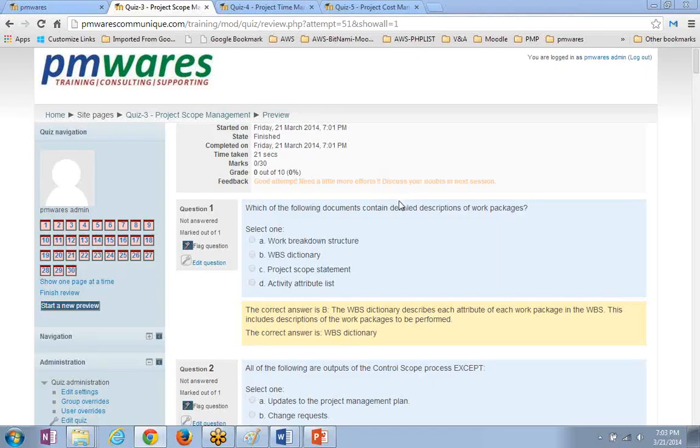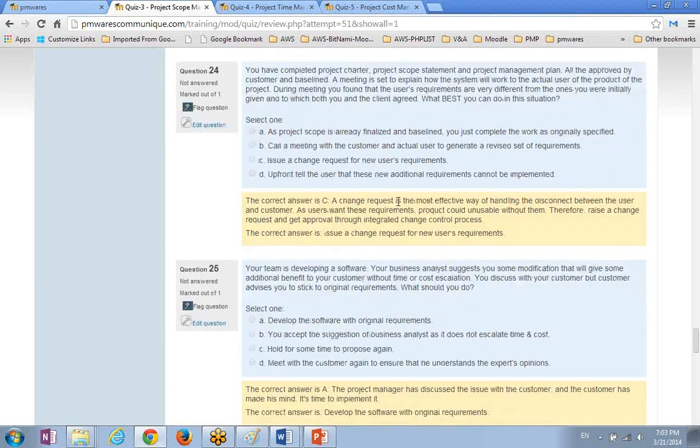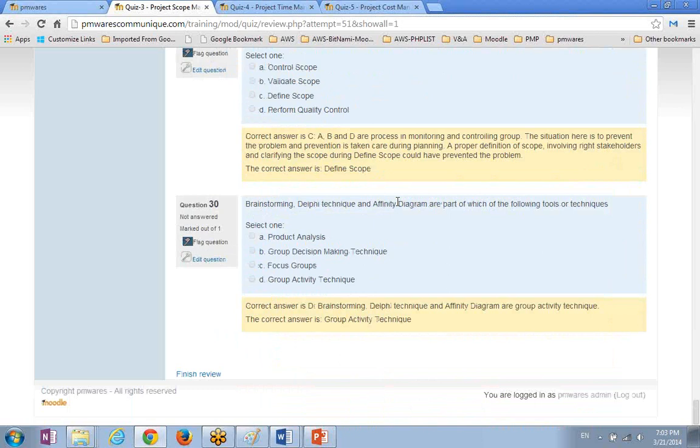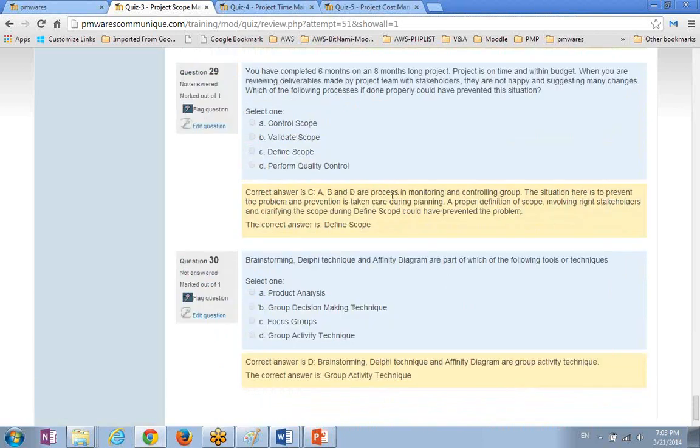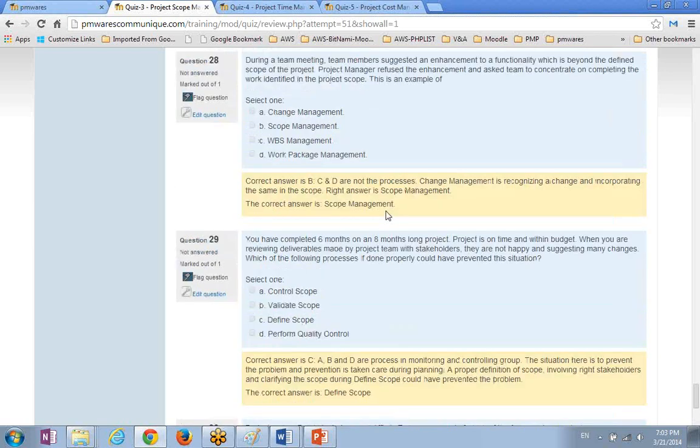Okay, you're talking about question number 16, right? No, sorry, 16 I got it right, 30. 30, the last one. Yeah. Okay, the brainstorming one. Yeah, I got it wrong. I think I missed something there. When it comes to the activity from F to G, is it FS minus 2 or is it FS plus 2?